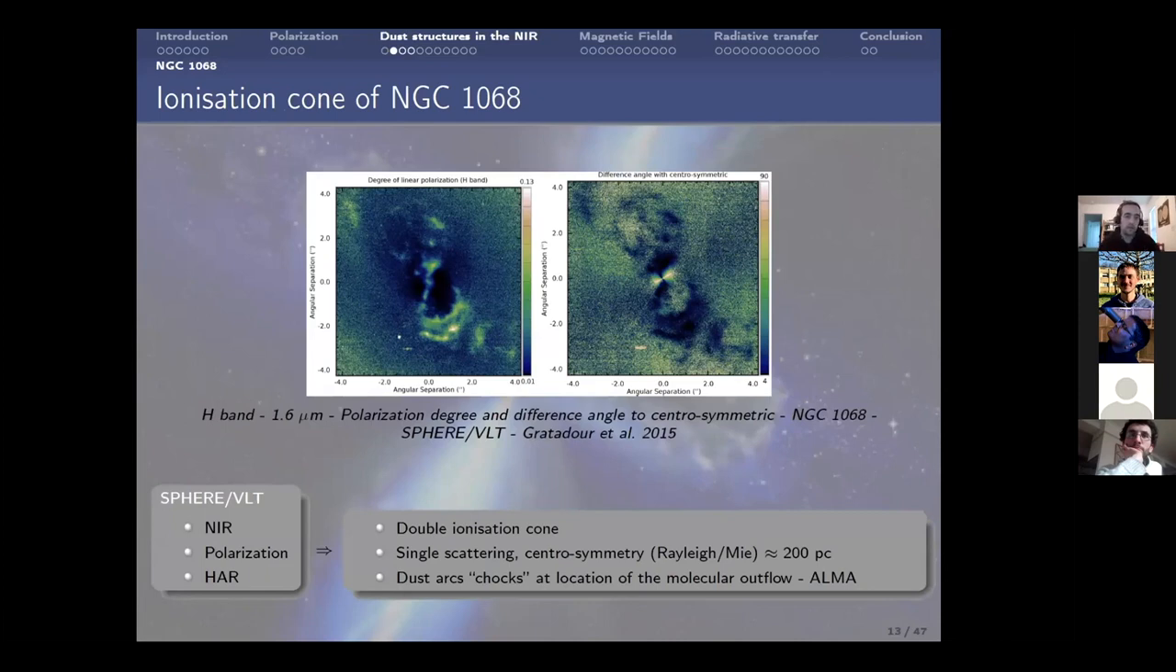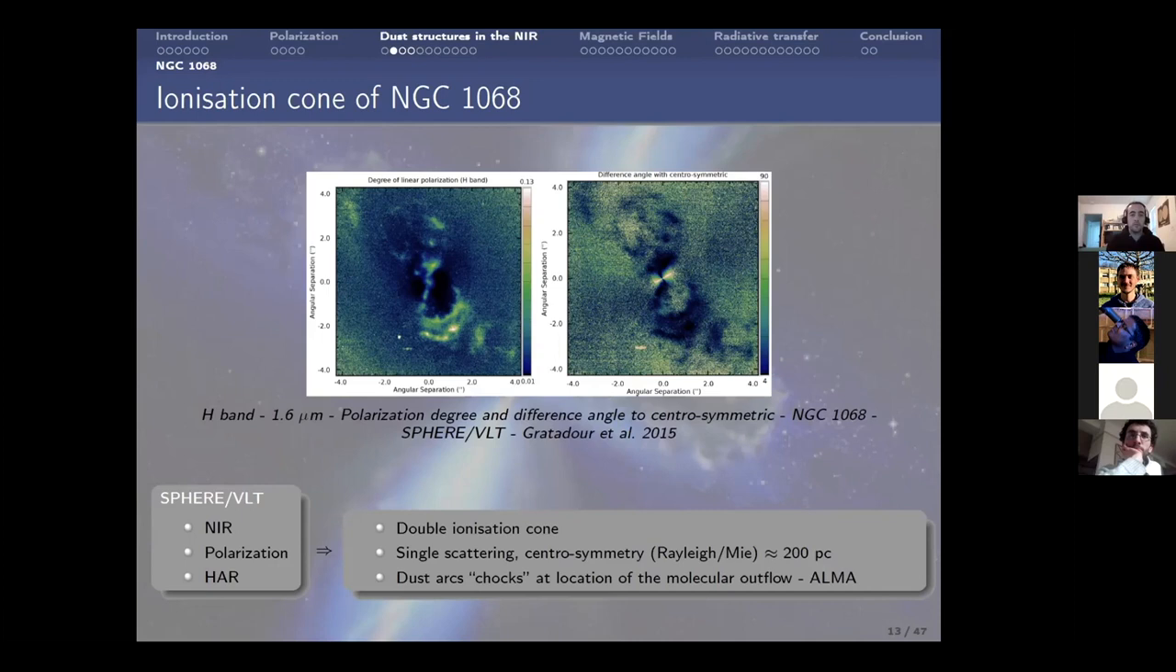So here, that's a polarization map of NGC 1068. I'm going to go a bit fast on that because we have been discussing that for a long time now, and you're pretty familiar with it, I guess. So on the left part, that's the polarization degree. And on the right part, it's a specific display of the polarization angle.